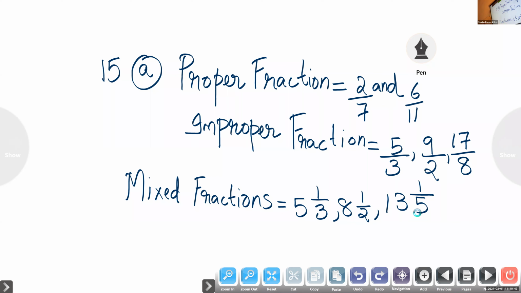So here the whole number is 5 and 1 by 3 is the proper fraction. So 5 and 1 by 3, 8 and 1 by 2, 13 and 1 by 5. So children, like the same, question number 15B, you have to do as homework. Identify from the list of fractions the proper, improper, and mixed fractions. Okay, children. After you finish, I will send the notes and you can check whether you got the correct answer.